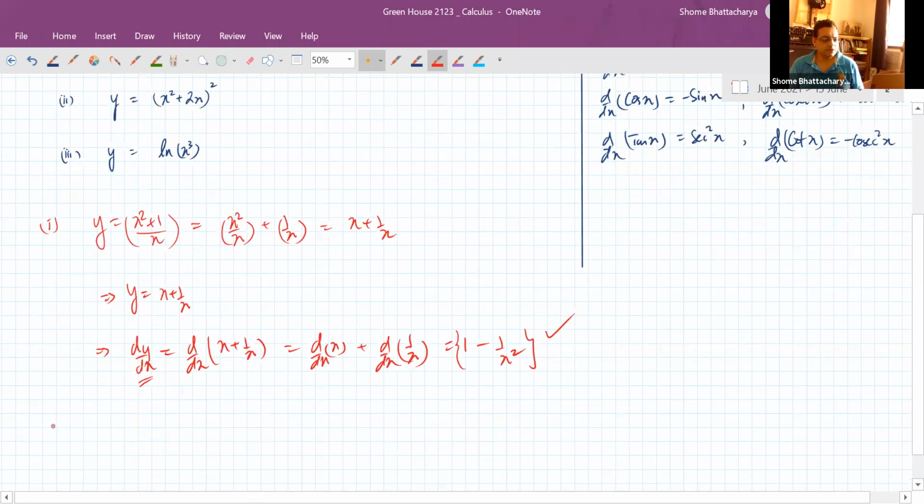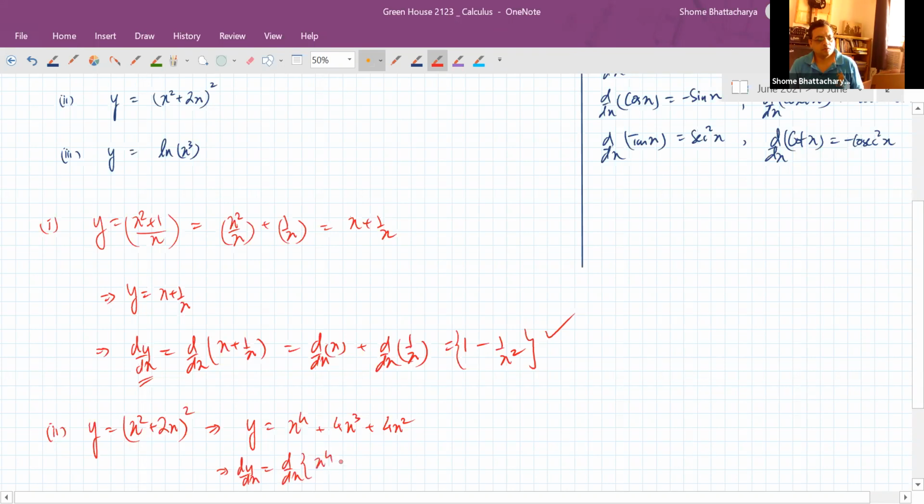Now, similarly, is the second question. You first actually have to expand this (x square plus 2x) whole square. We have to expand this, and that becomes x to the power 4, plus 4x cube, plus 4x square. Now you can see that differentiation will become the following. Once you practice, you can do this directly also, but right now I'm just showing you all the steps of the differentiation.